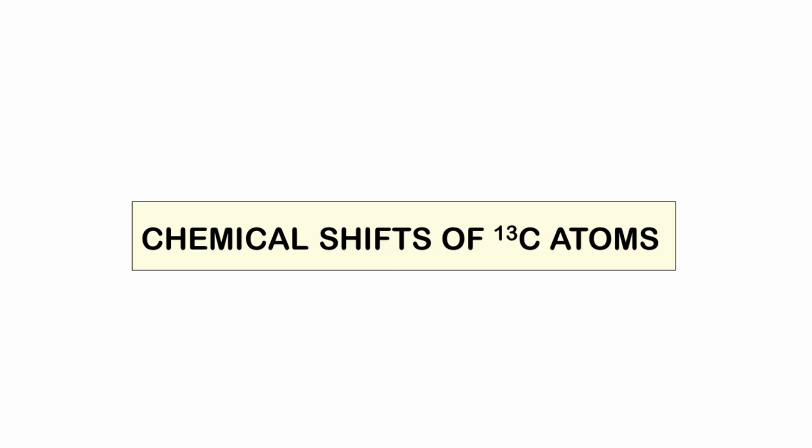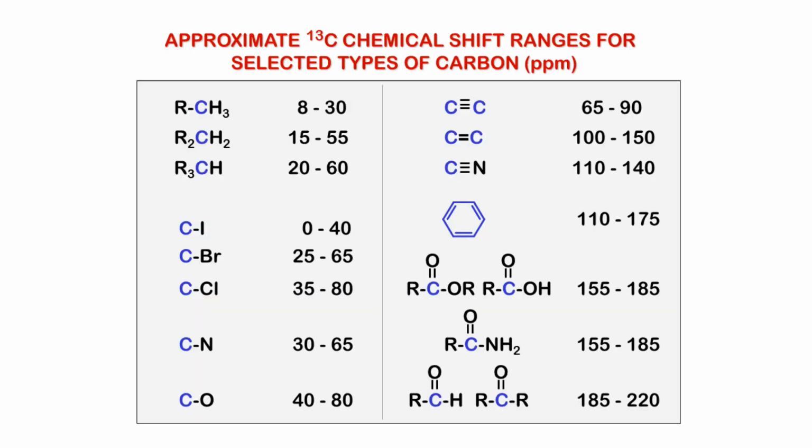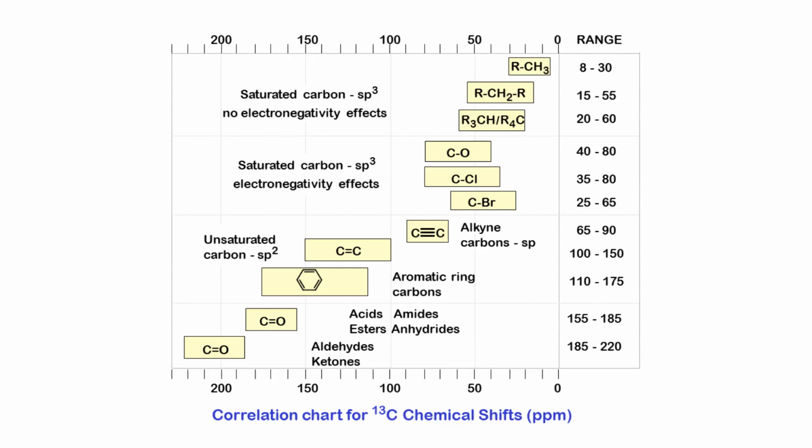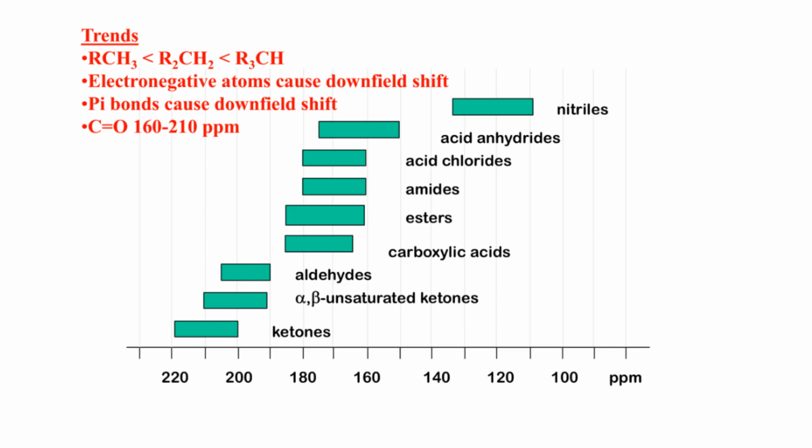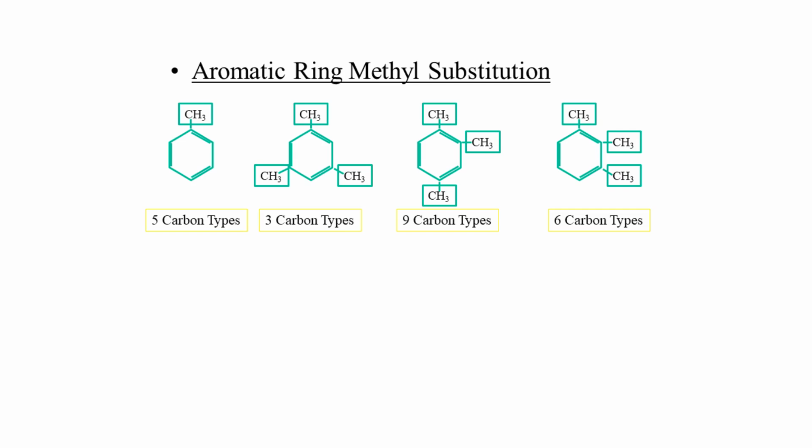Now, let's delve into the chemical shifts of 13C atoms, which vary based on their chemical environment. Here are the approximate chemical shift ranges for different types of carbon, aiding in the identification of functional groups. This correlation chart for 13C chemical shifts helps in understanding the effects of different chemical environments on the shifts. Trends in chemical shifts show how electronegative atoms and pi bonds cause downfield shifts, with carbonyl groups having the largest shifts. Aromatic ring methyl substitution patterns can be identified by the number of distinct carbon types in the NMR spectrum.